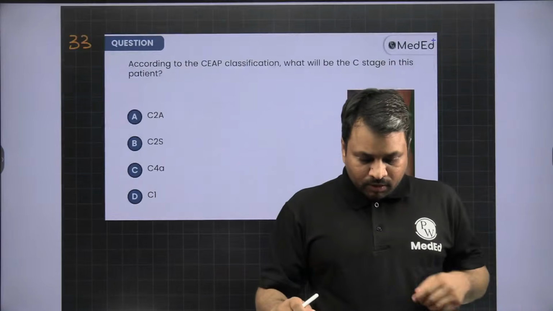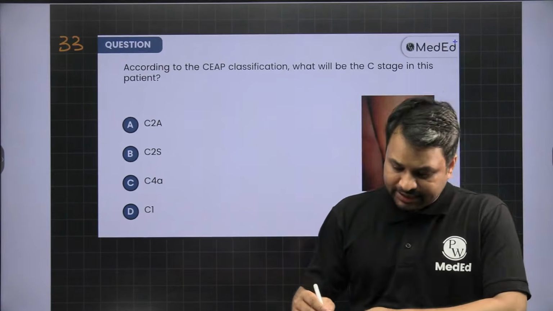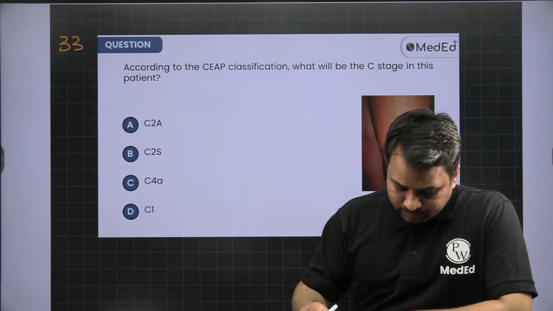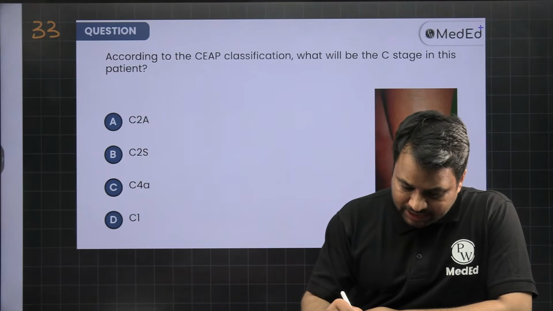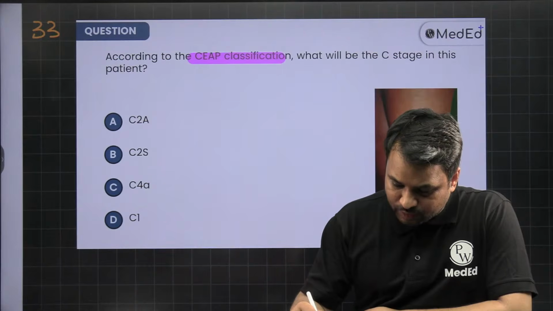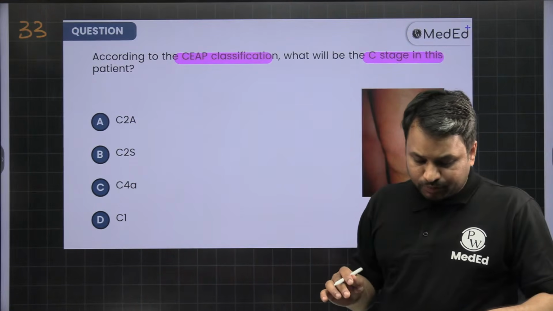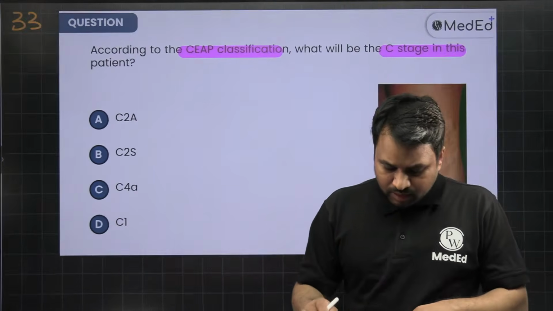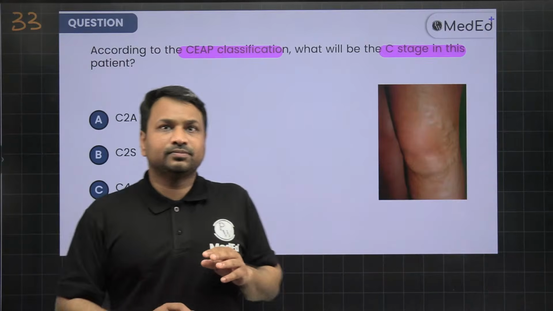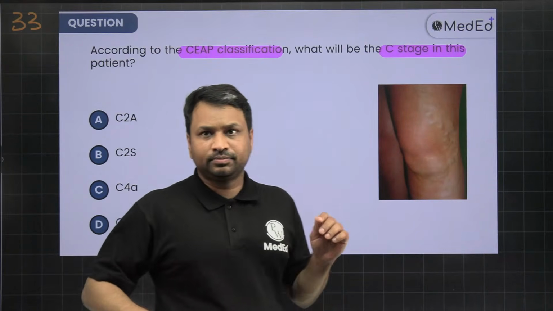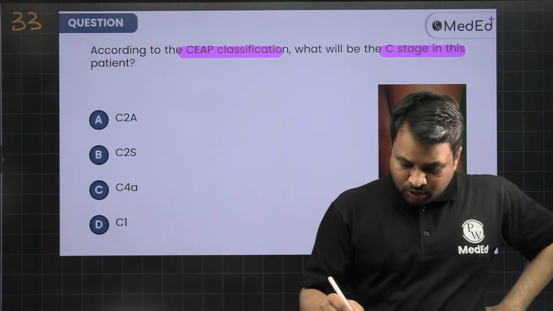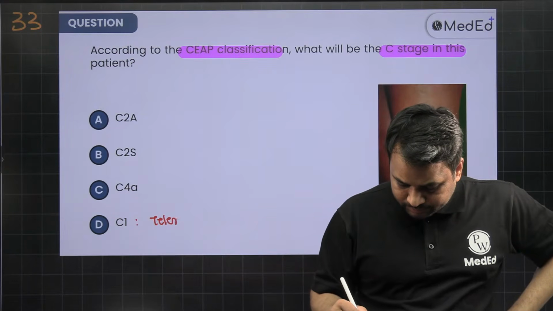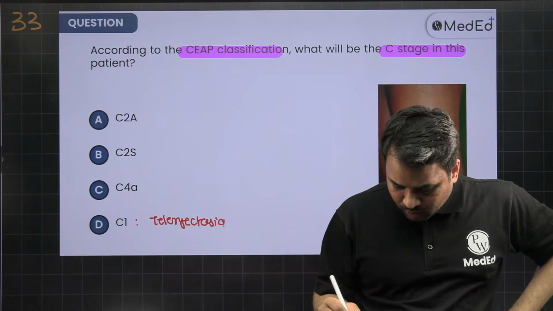Question number 33, CEAP classification we've already seen. This is a varicose vein. In the varicose vein, what will be the classification? They've asked according to CEAP classification what will be the C stage of this disease. So what is C1? C1 is going to be telangiectasia or reticular vein.